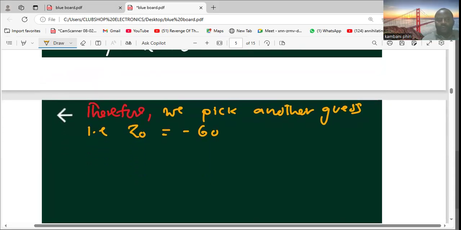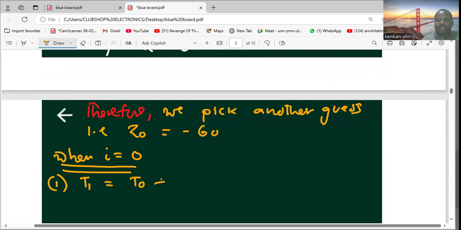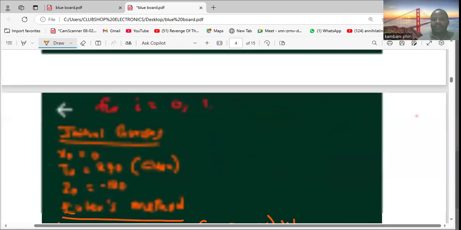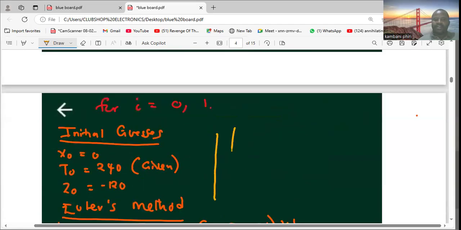Now, when I is equal to 0, meaning that T1 is equal to T0 plus F1, X0, T0, Z0 times 5. What is our T0? 240, all right? Plus F1, our X0 will be 0, T0 is 240. You may be wondering, where are we picking this? It's from this. The only change now is here that we're using a 60.